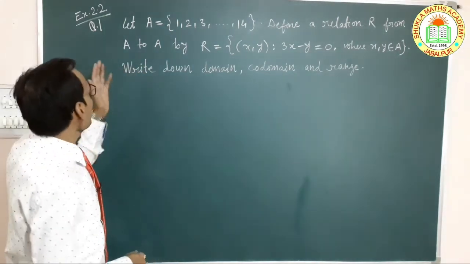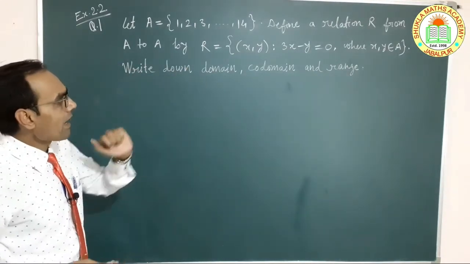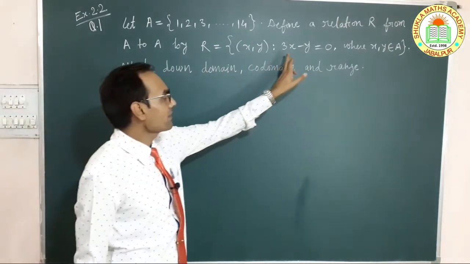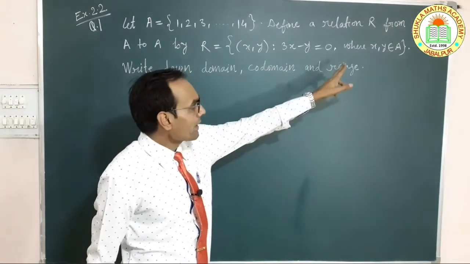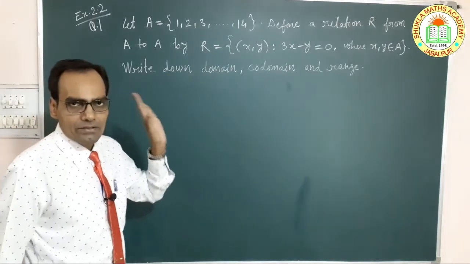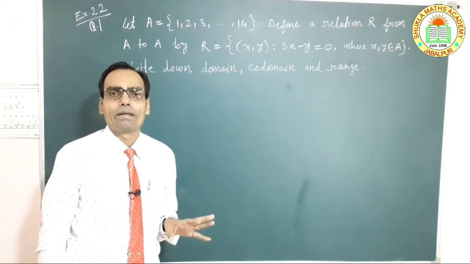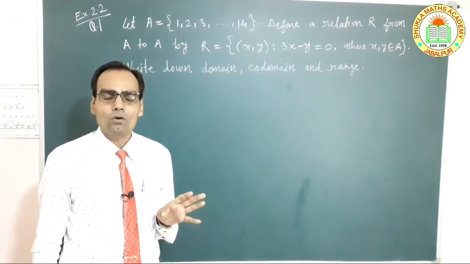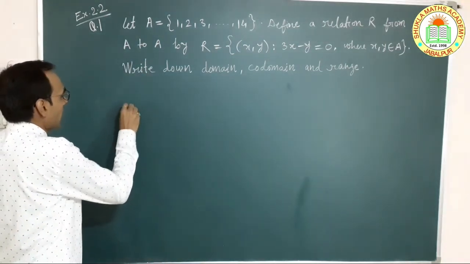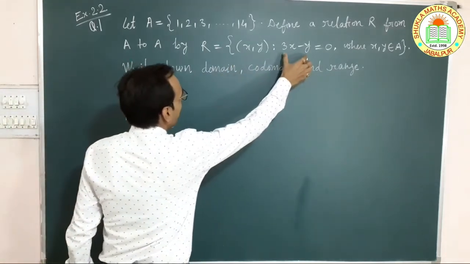Now the question is: let A equal 1, 2, 3, 4 up to 14. Define a relation R from A to A by R equal to the pairs (x, y) such that 3x minus y equals 0, where x and y belong to A. So write down the domain, codomain and range. In this problem we will first find the relation, and after that we will find the domain, range and codomain of the given relation.